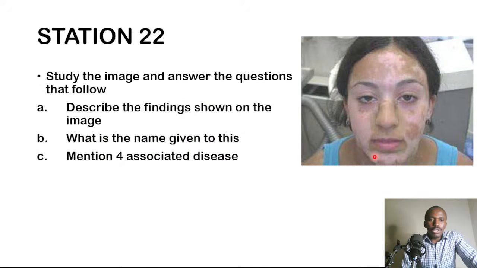Moving on to station 22, study the image and answer the questions that follow. Describe the findings shown on the image. What is the name given to this? Mention 4 associated diseases. So again, another thing that you should have seen. If you haven't seen, then you may not know what it is.